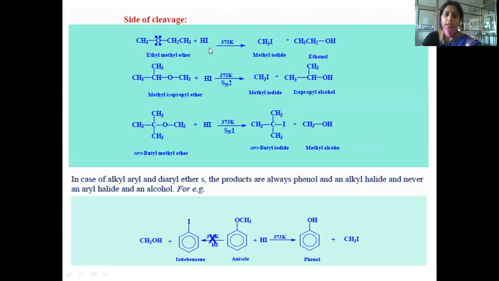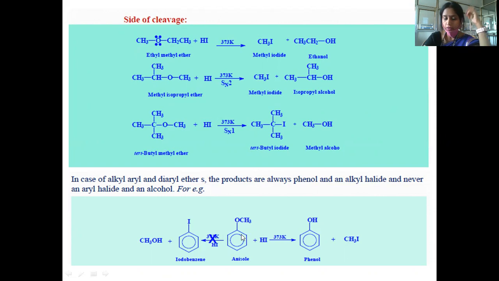The next is side cleavage. Sometimes the ether group has everything intact, only the alkyl group gets replaced. Like ethyl methyl ether, the methyl group goes with the iodide, forming ethanol. Now in case of alkyl aryl and diaryl ethers, the product is always phenol and an alkyl halide, and never an aryl halide and an alcohol.